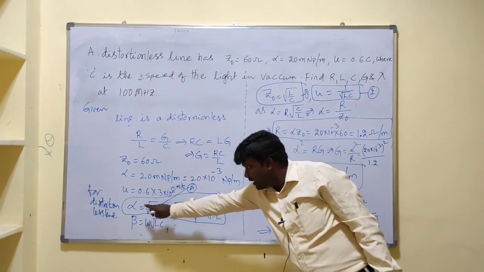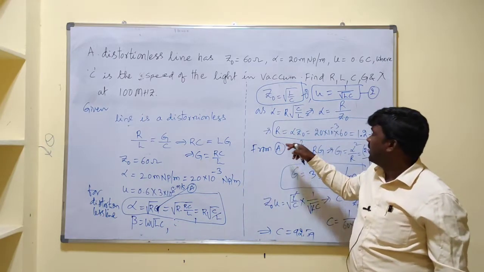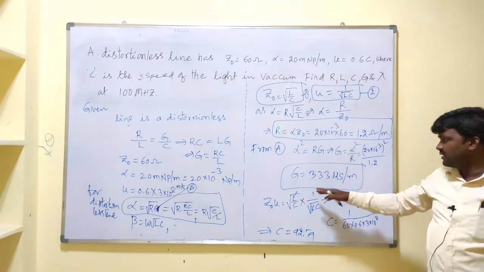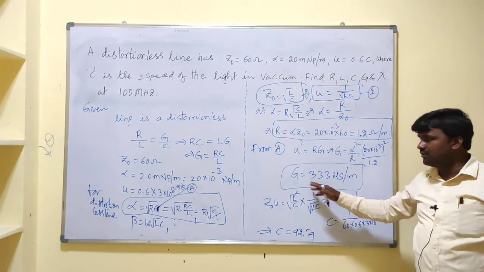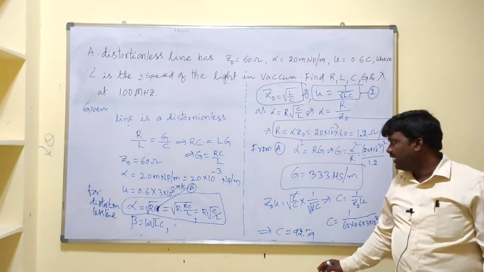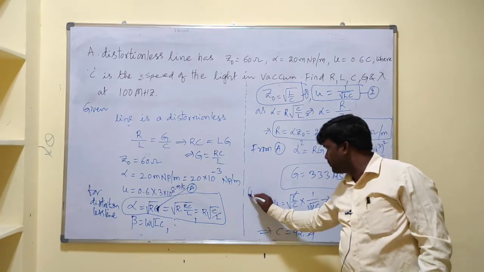We require G. If I apply square on both sides, I will get alpha square equal to RG. Then G can be written as alpha square by R. After simplification, we will get G value as 333 micro Siemens per meter. The unit of G is Siemens per meter or else mhos per meter. And let us take that as equation 2.